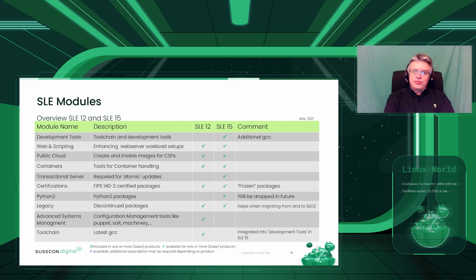But when it comes to the application layer, you may need a newer compiler version with specific newer optimizations and performance improvements. For that, we provide the latest GCC compiler in the toolchain on SLE 12 and in the development tools in SLE 15. The runtime is available in general and updated according to the latest GCC. Now, on top of that, the development tools has development stuff and applications that you need if you want to develop your own software. Web server workloads to get enhanced, just apply the web and scripting module, which has several things inside that you need on a web server.